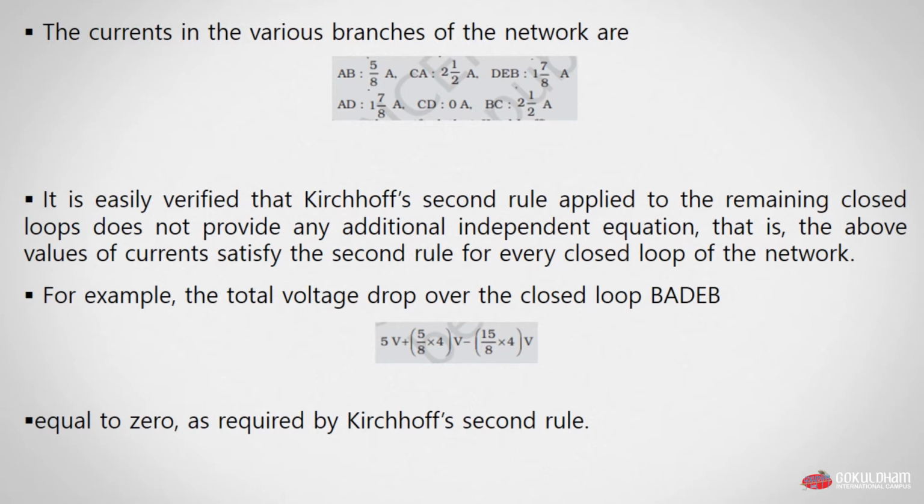It is easily verified that Kirchhoff's second rule applied to the remaining closed loops does not provide any additional independent equation. That is, the above values of current satisfy the second rule for each and every closed loop in the network. For example, the total voltage drop over the closed loop BADEB is 5 V plus 5/8 into 4 V minus 15/8 into 4 V equals 0, as required by Kirchhoff's second rule. So, this was the solution for our example 3.7.